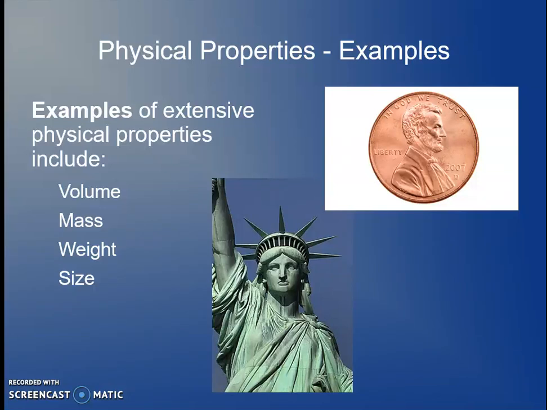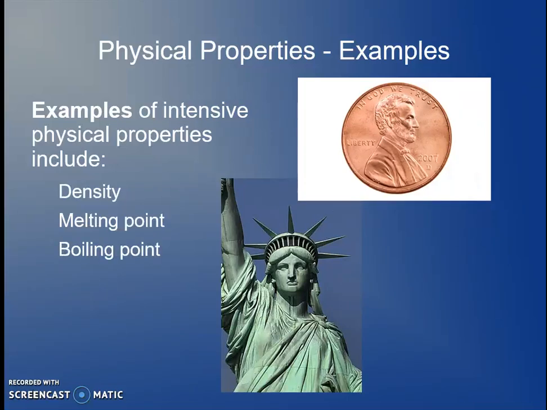Some examples of extensive physical properties include volume, mass, and weight. That means it depends upon how much you have. If you have a smaller amount of substance, the mass and the weight of that substance will be low. That depends upon the amount you have, so those are extensive properties.